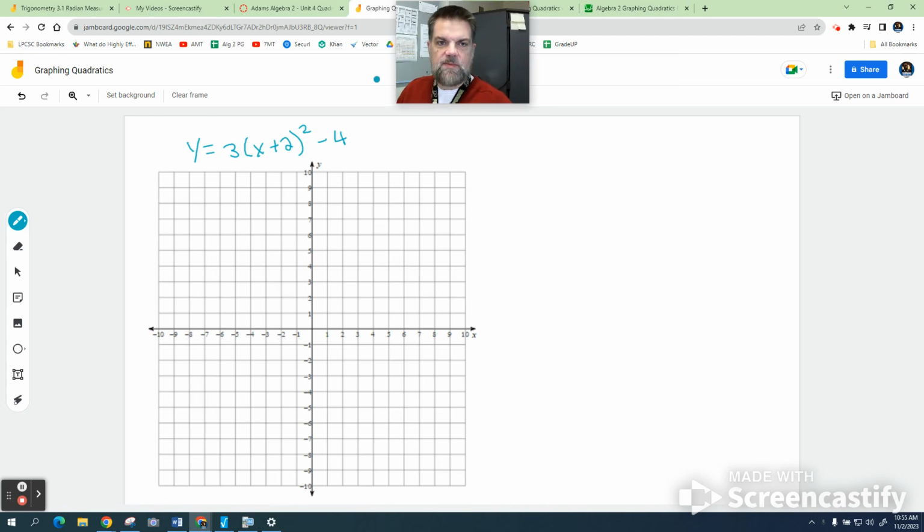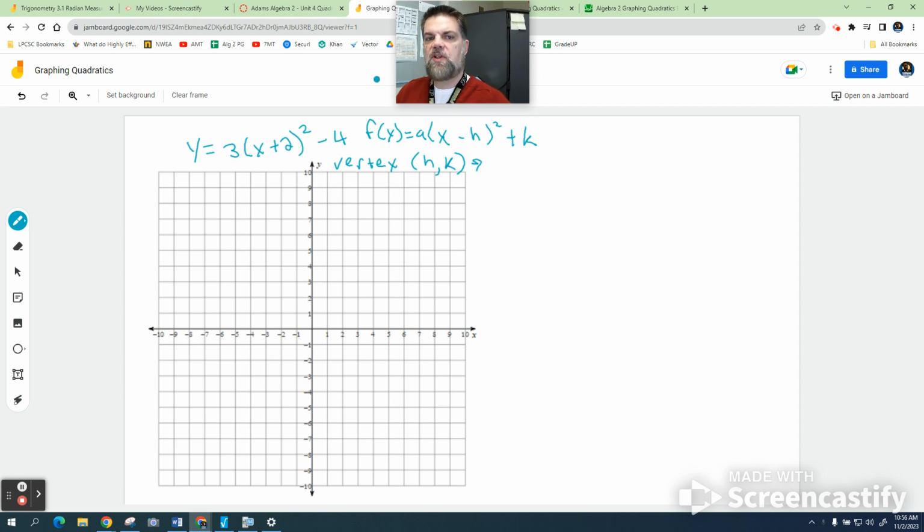So just like the last problem, we're gonna remember the same thing, right? Remember this is like f of x equals a times (x minus h) squared plus k. And remember that the vertex is (h, k).